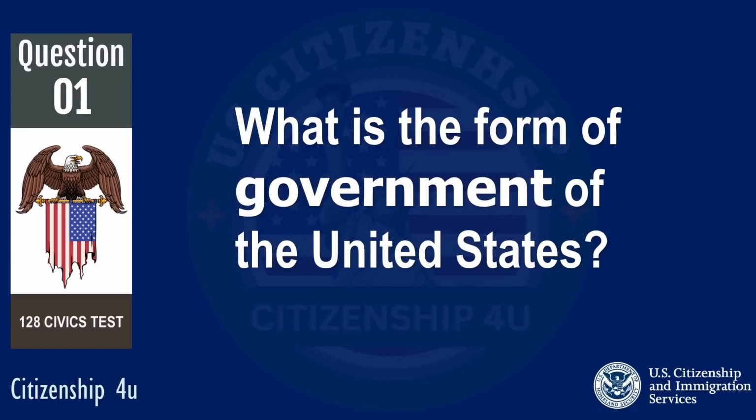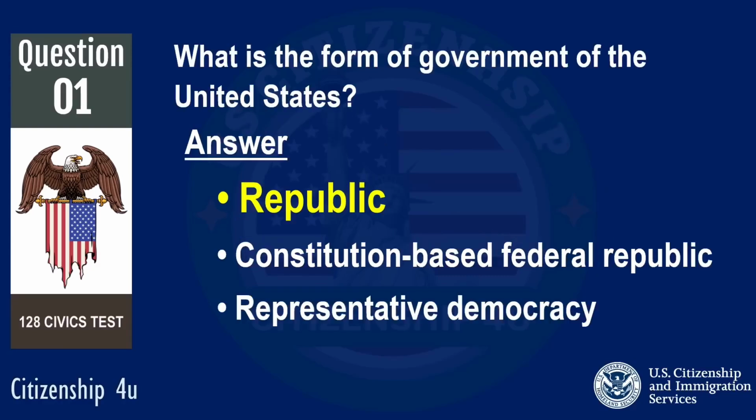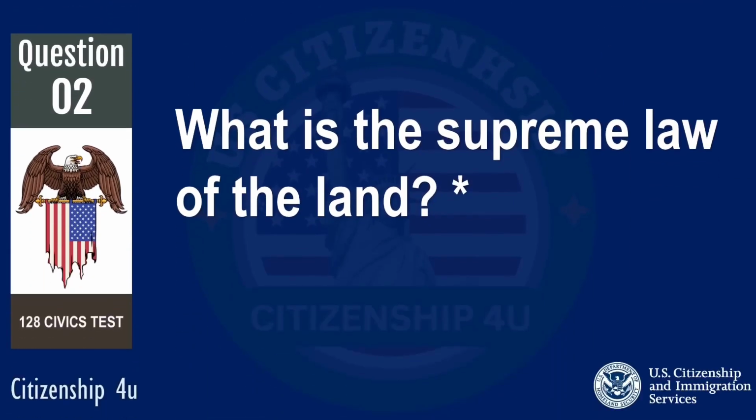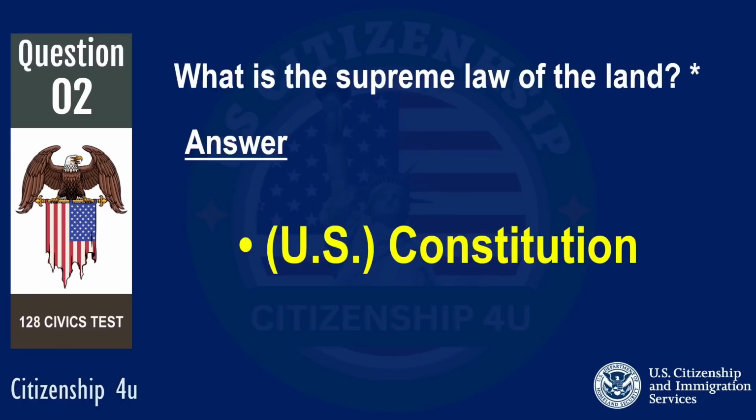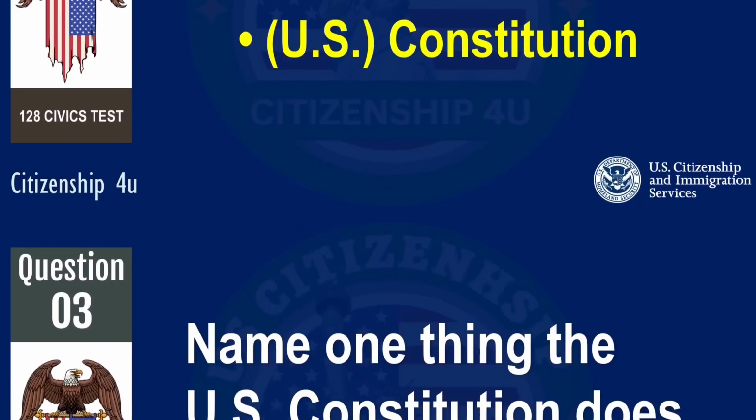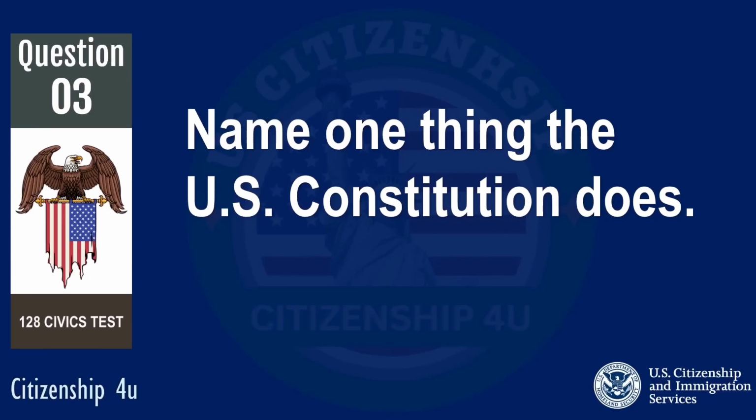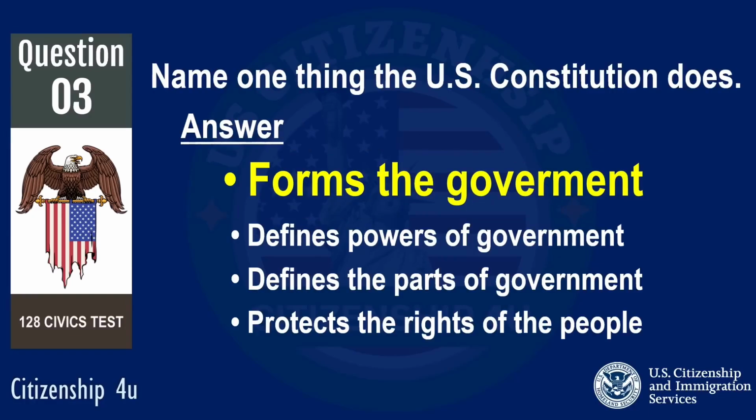What is the form of government of the United States? Republic. What is the supreme law of the land? U.S. Constitution. Name one thing the U.S. Constitution does. Forms the government.